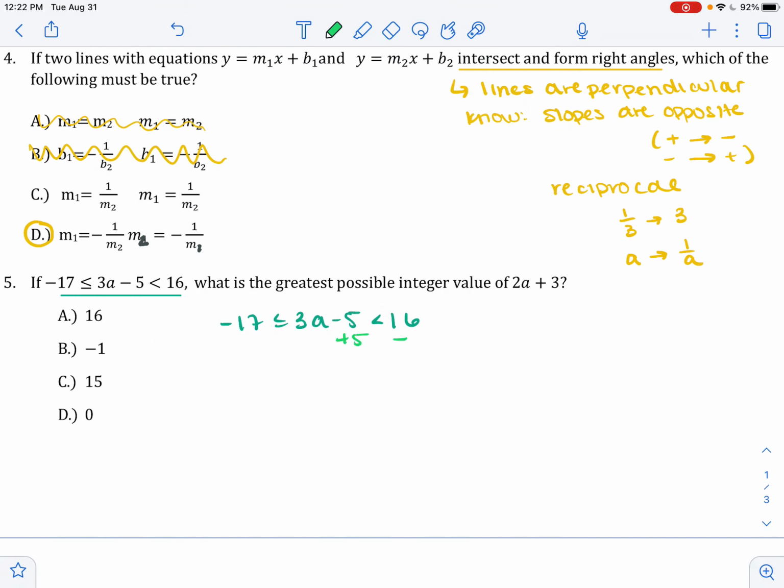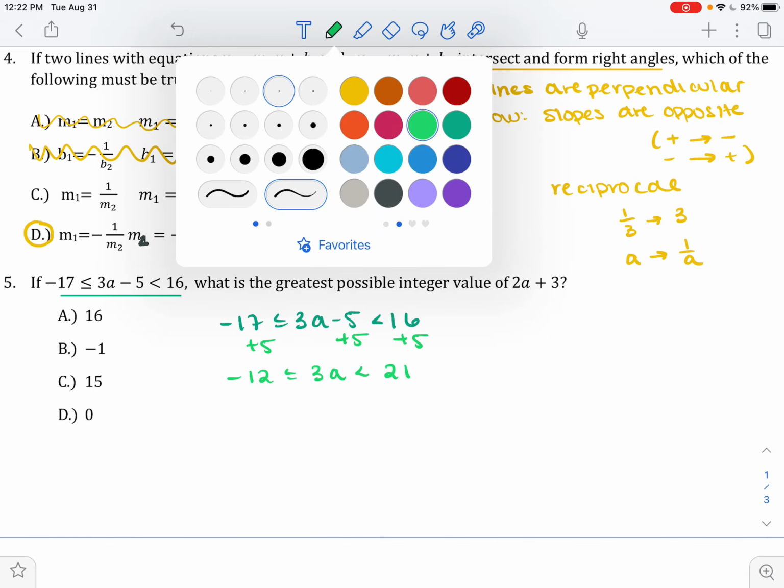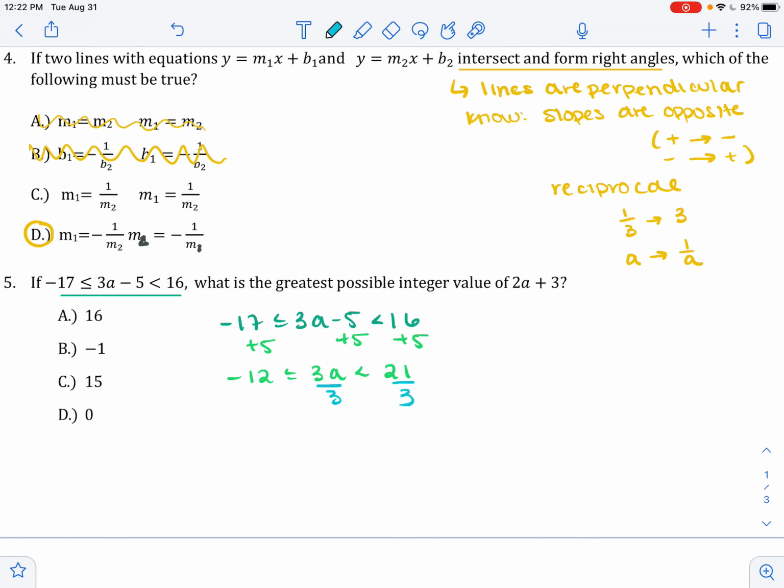So adding the 5 to both sides of the inequality gave negative 12 less than or equal to 3A less than 21. Finishing that up with division by 3 tells us that A can be negative 4 or a value greater than negative 4 as long as it is also less than 7. Okay, so A can be any number in this range. It can equal negative 4 and any value up until but not including 7. Now, what gets tricky is what is supposed to be an integer. We're asked what is the greatest possible integer value of 2A plus 3.